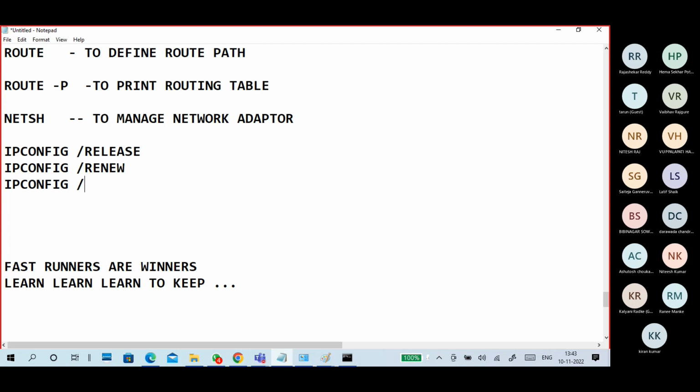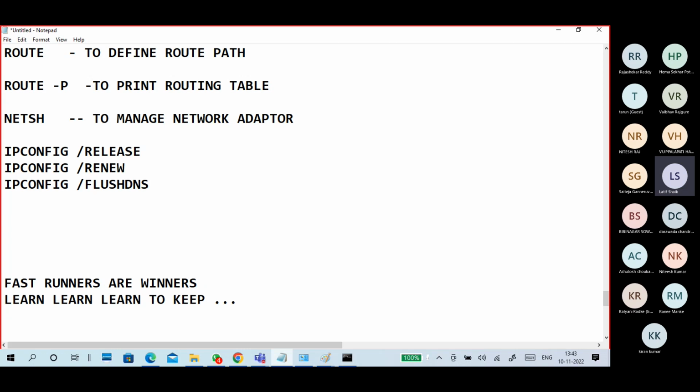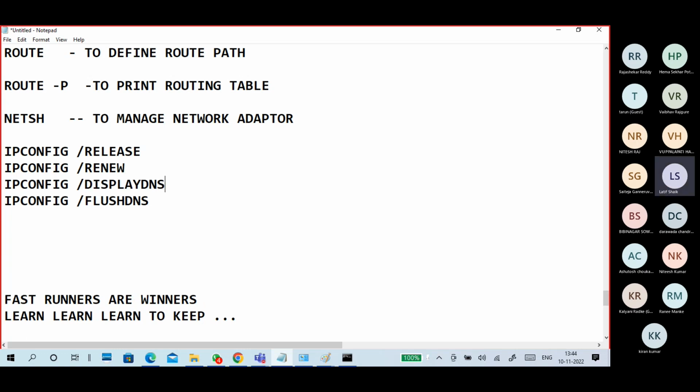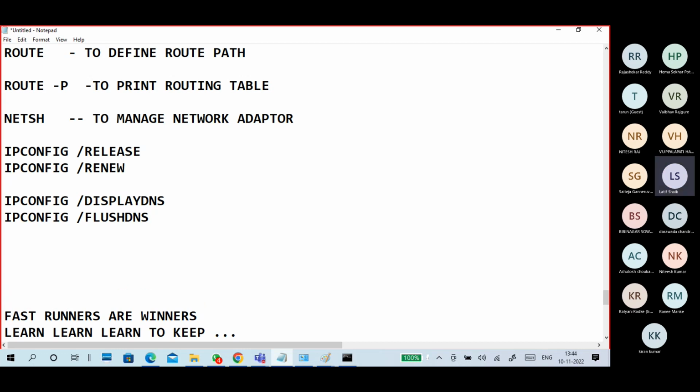One more is there: flush DNS, to remove all your DNS queries. So far you have done queries, right? You got an IP address of a particular domain, that will be flushed. So ipconfig /flushdns, and ipconfig /displaydns to get a display of your name to IP address. Okay, first display DNS, then flush DNS.